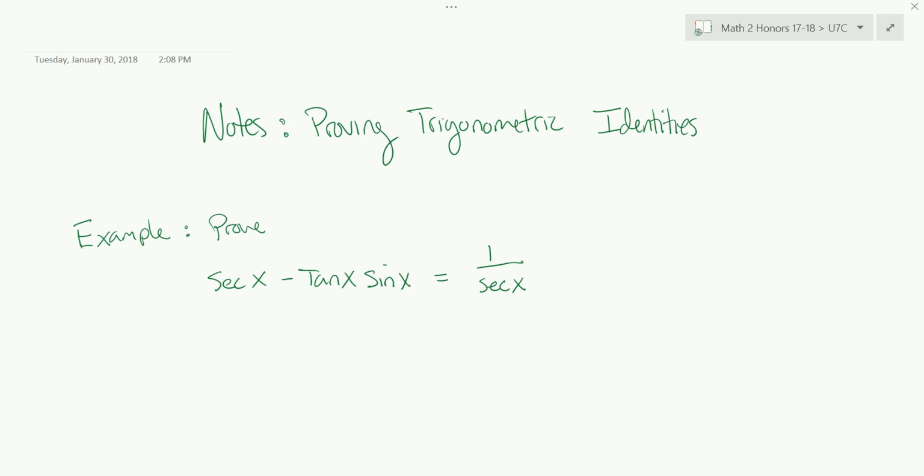Now, when these are given to you, there's no doubt that there is equality. Someone's already proven it. They know that this is an identity. They just want you to see that this is an identity. Okay. The rule of this game is different than the rules of solving.